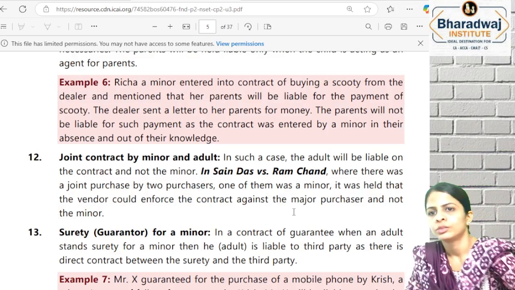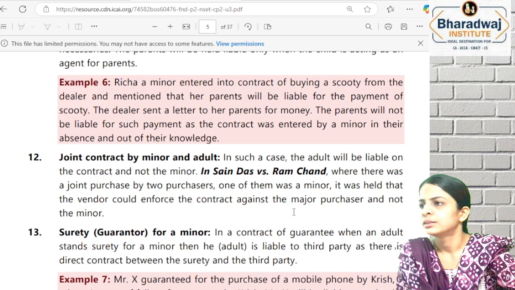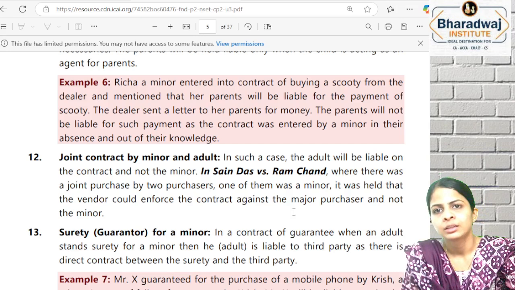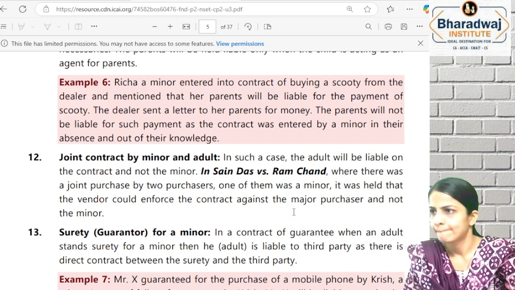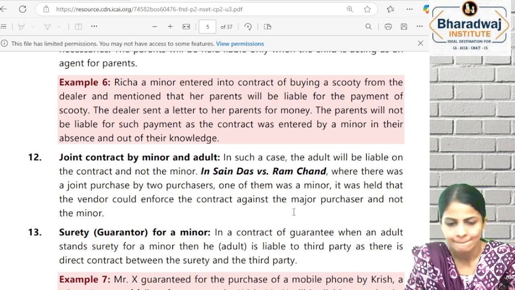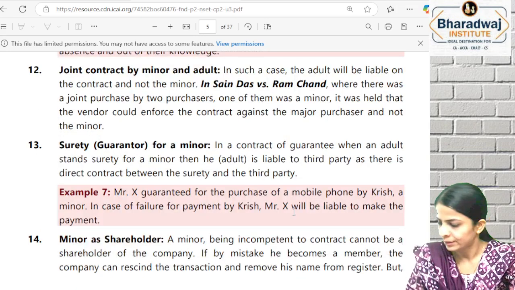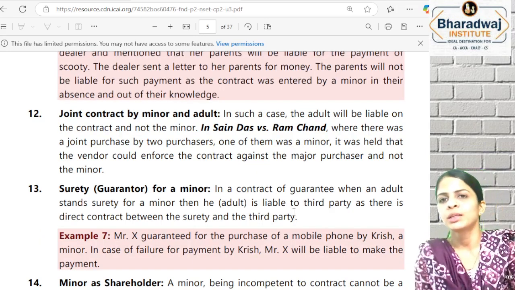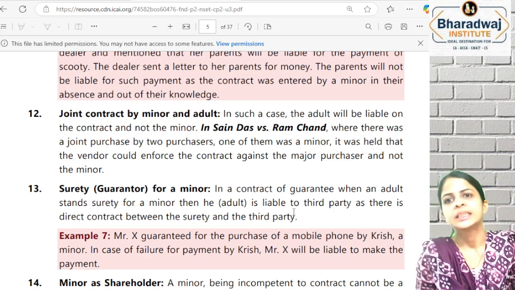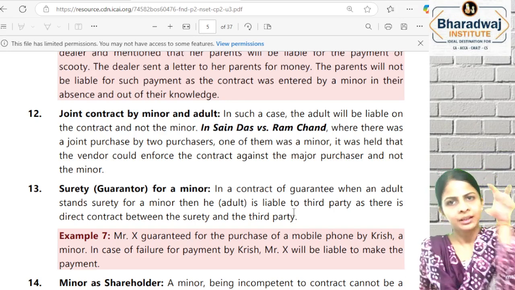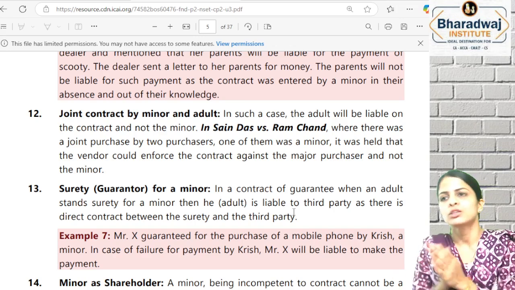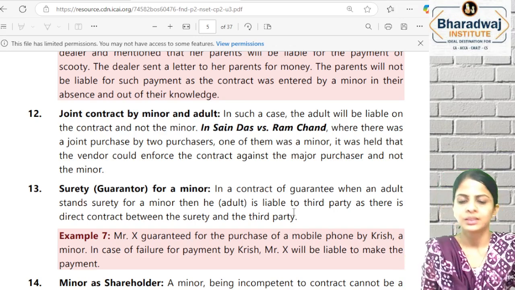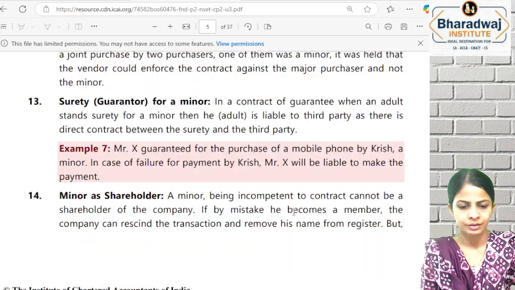If a minor takes a loan, the loan provider cannot go and ask the parent, your child has taken a loan of 50,000. What will the parent say? Who asked you to give? I didn't write. Surety. Surety means a person who is giving a guarantee. For a minor, there can be a surety. If the minor does not pay, automatically the surety has to pay, because he has taken up that responsibility that I will be the surety, I will be the guarantor.